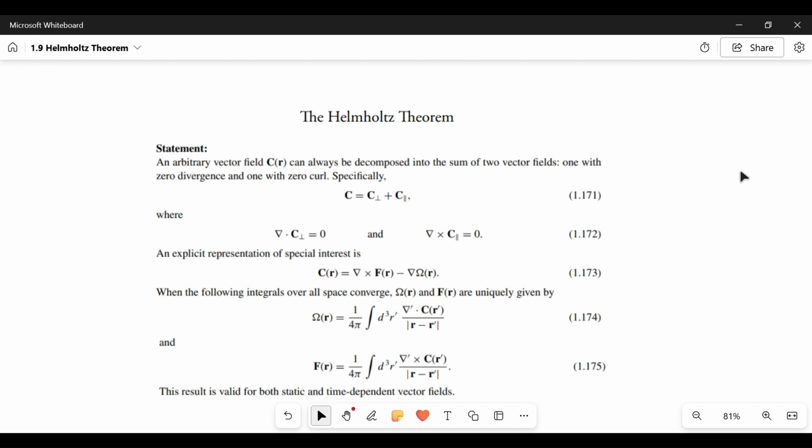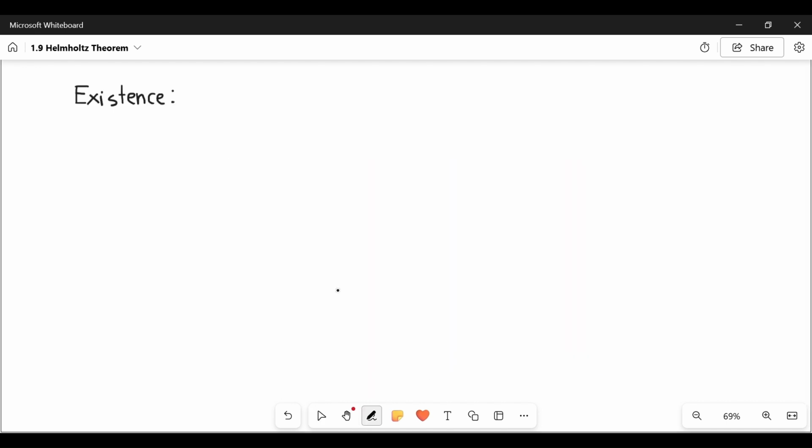Now the function omega and function f should be related with C by the equation of 1.174 and 1.175, and the integrals should be converged all over the space. This result is valid for both static and time-dependent vector fields. Now, let's see why the theorem is valid.